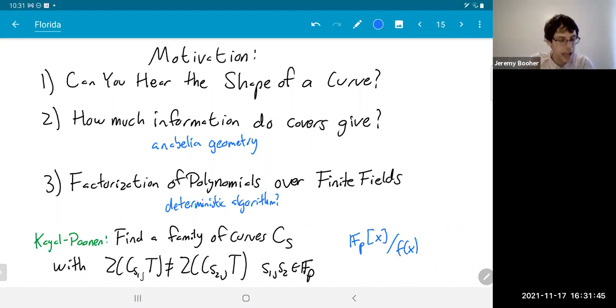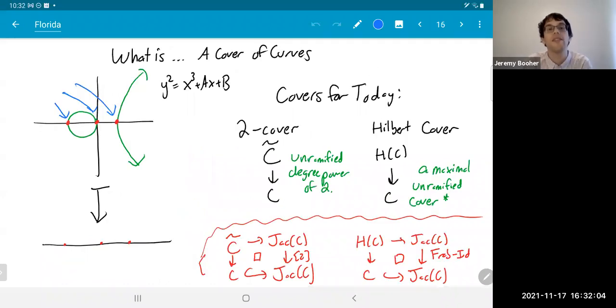So to do this, we have to really understand the question, can you hear the shape of a curve? And in particular, we'd have to work with a family of curves that we can actually compute with efficiently. All right, so I said we should use covers of curves. Let me tell you a little more about what they are and which covers I want to focus on today. So what is a cover of curves?